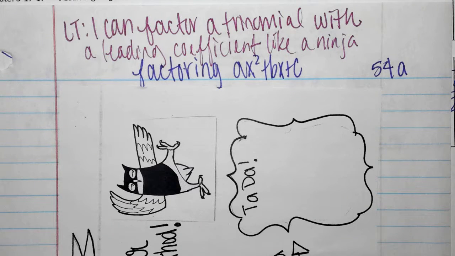Alright, so today what we're going to be learning is how to factor a trinomial that has no GCF and has a number out front of x squared that's not 1. So we've learned how to factor when we have a greatest common factor. What do we do then?